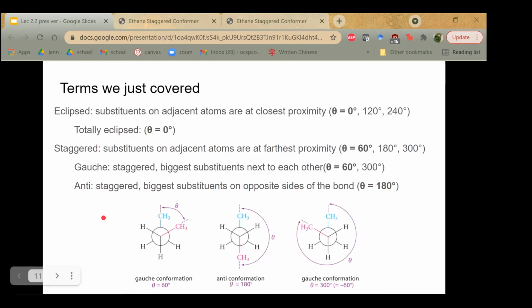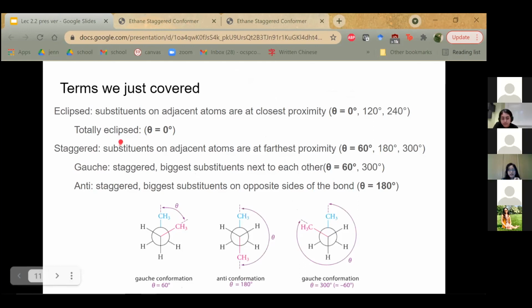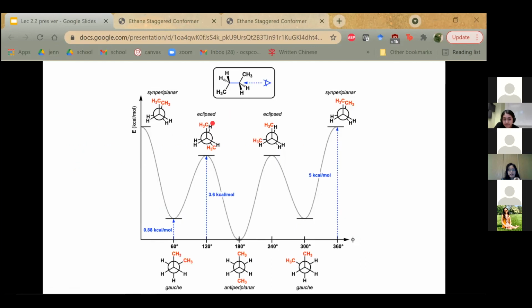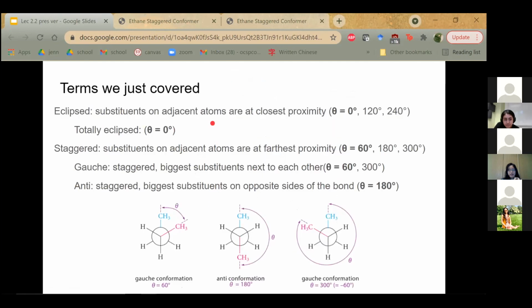Totally eclipsed. Exactly, totally eclipsed. That's going to be your highest energy. And which one's your lowest energy? Anti. Exactly, anti. And then gauche and regular eclipsed. Which one's going to be higher energy, eclipsed or gauche?